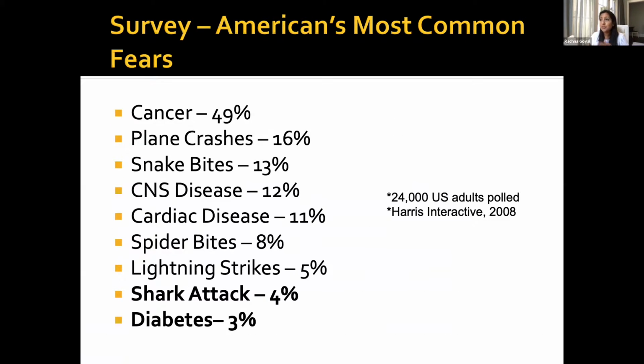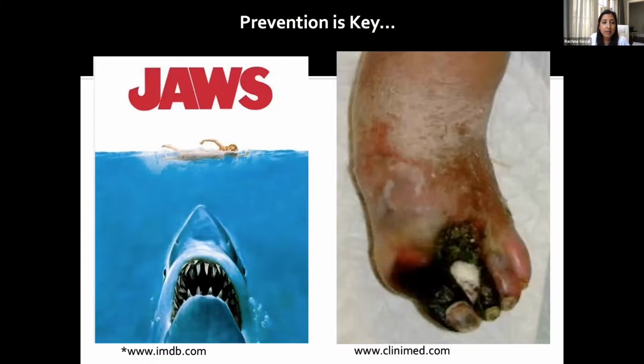So I also find this interesting. When people survey Americans and ask, what are your biggest fears? Diabetes actually makes the list. It might be at the bottom of the list, but it does make the list. So about 3% of people are actually very fearful of getting diabetes. And interestingly, shark attack is also on the list. So it's right below shark attack. But the more typical stuff like cancer and plane crashes, which makes sense, it's interesting that diabetes makes the list.